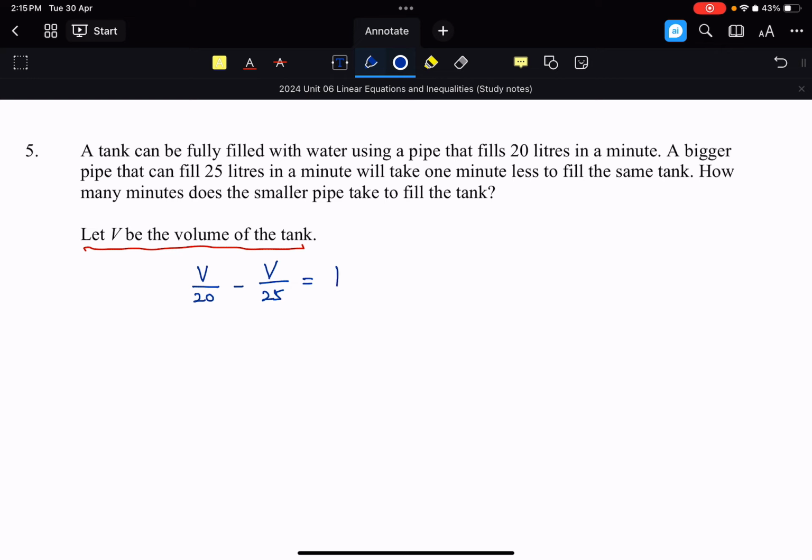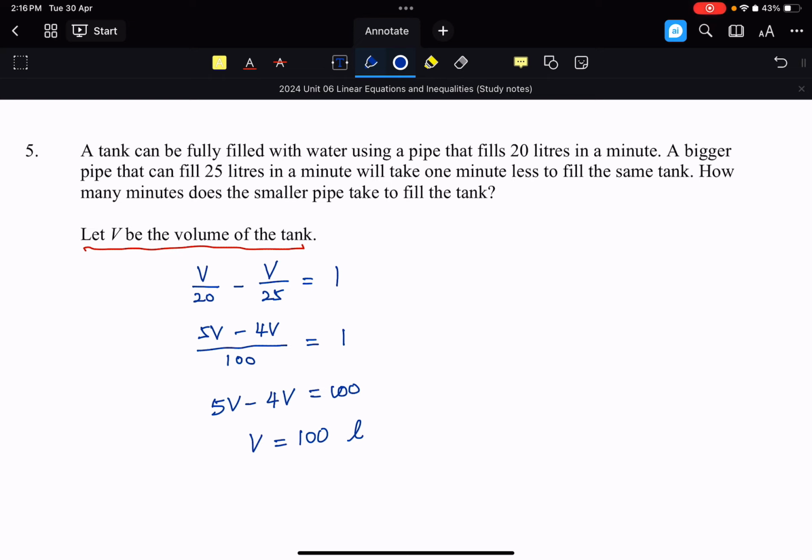From here, let's make the LCM. The LCM of 20 and 25 is 100. 100 is a good number, so I can make the denominator 100. In this case, it's 5V minus 4V equals 1, so 5V minus 4V equals 100. That means my volume is 100, and the unit used is liters. So my volume is 100 liters.